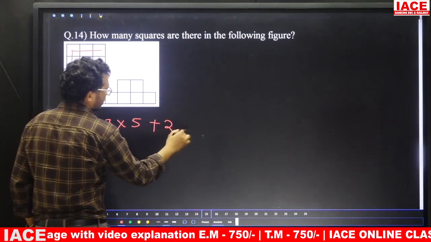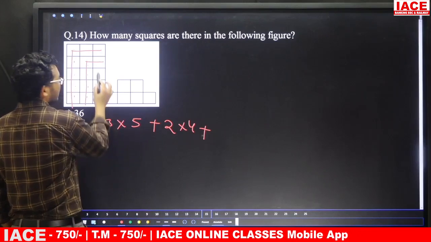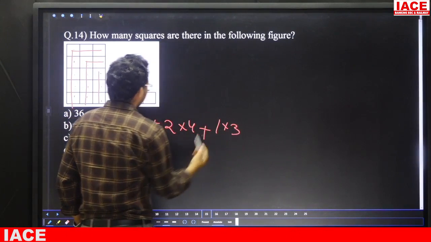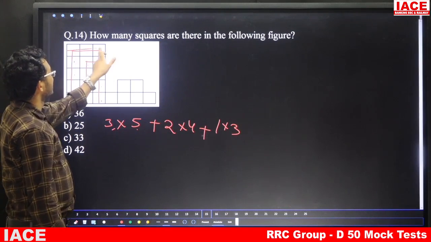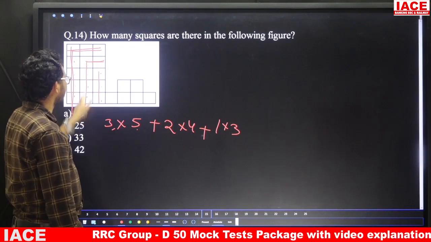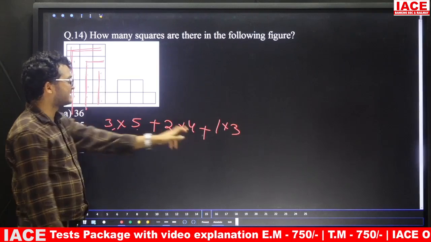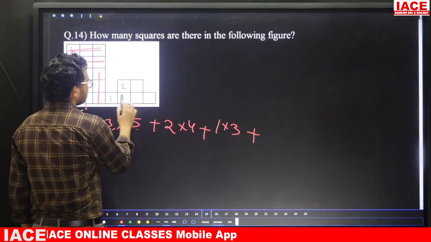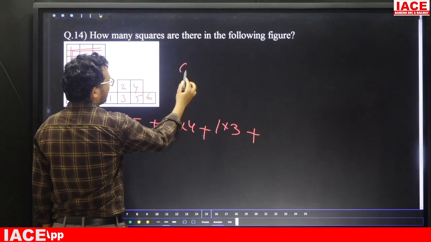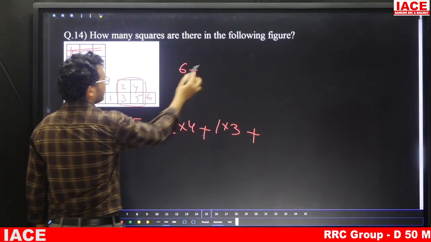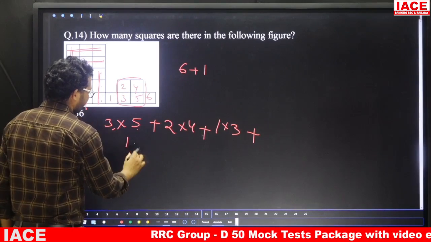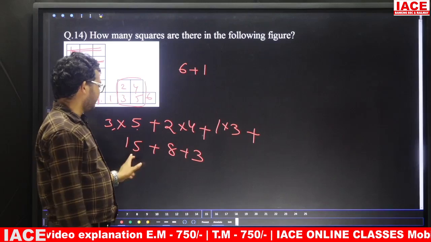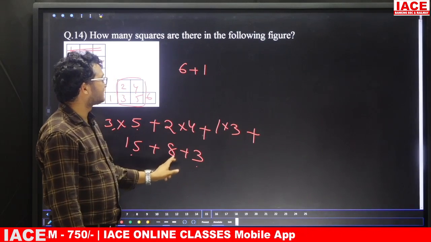That means 2 into 4, plus next one. In the last row we have 3 columns, that means 1 into 3, and friends, take here 3 into 5: 3 rows, 5 columns. Next 2 rows, 4 columns. Next 1 row, 3 columns, that means 1 into 3, plus next one. Take this part: 1, 2, 3, 4, 5, 6. Here total 6, plus 2, 4, 3, 5 is 1, total 7. Now count the total: 15. Next 8 plus 3, total is 15, 18. Next one is 26. Next 27 plus 6.